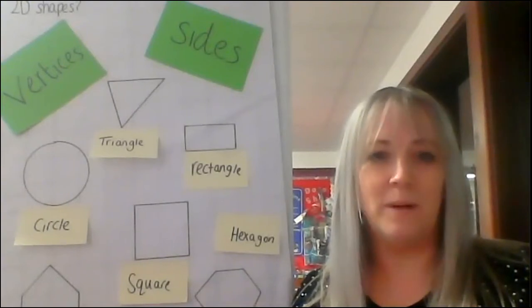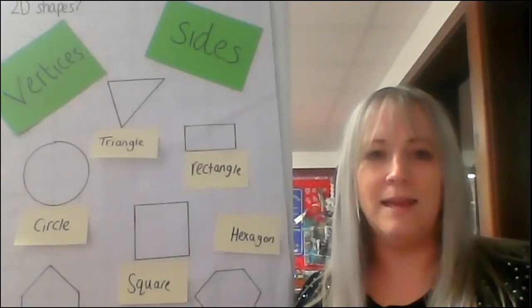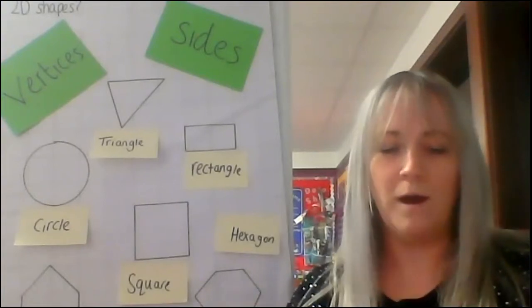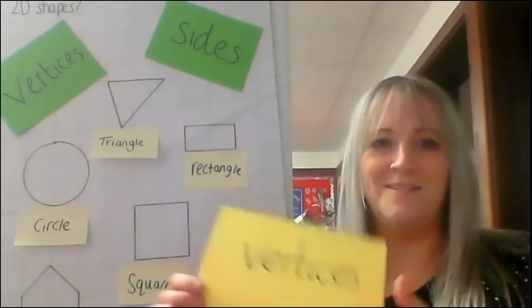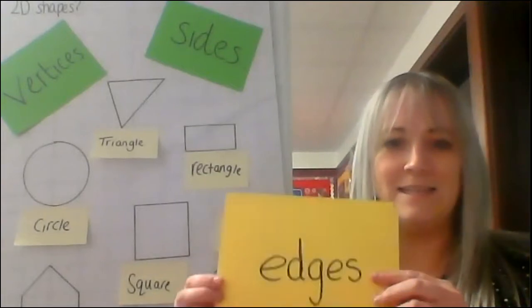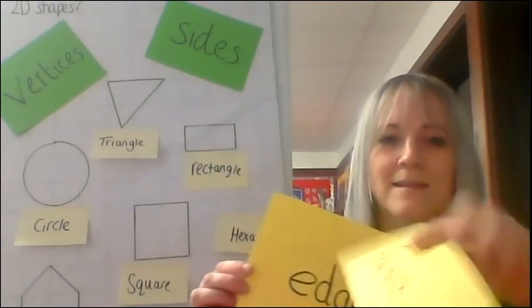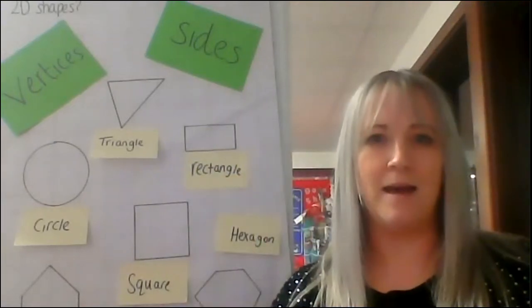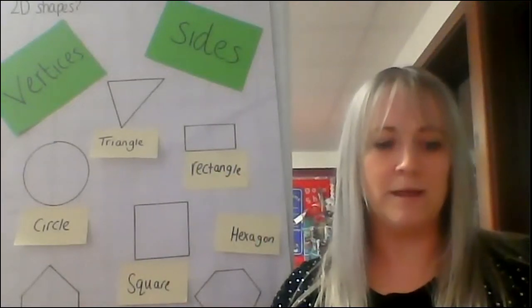We started the week by looking at 3D shapes and naming the important features of a 3D shape, which were vertices, edges, and faces. Now I've got some 3D shapes here just to help you remember what those words meant.